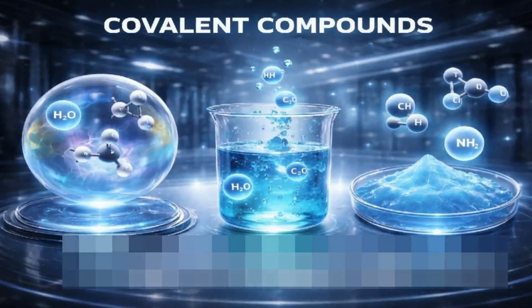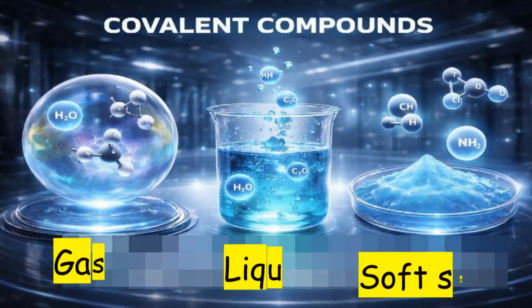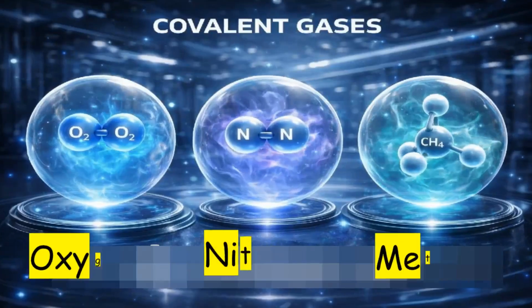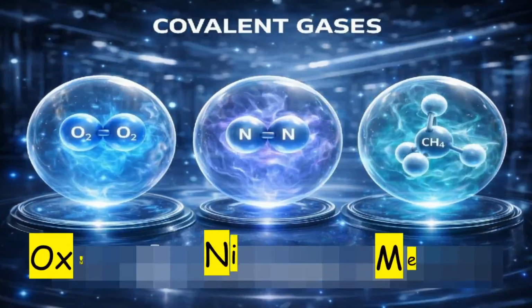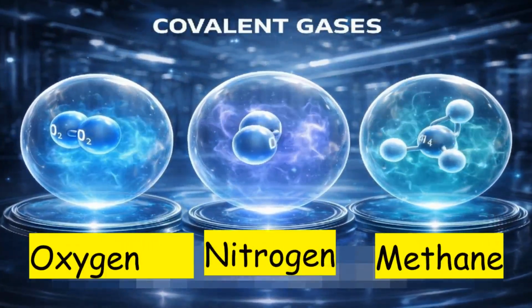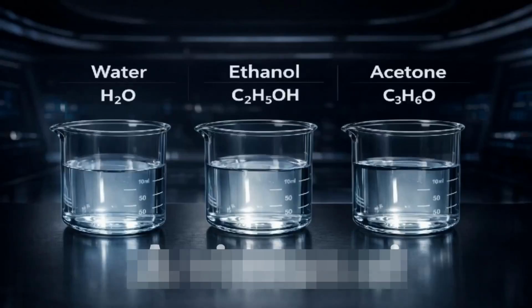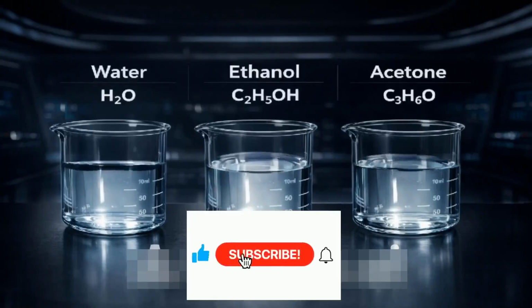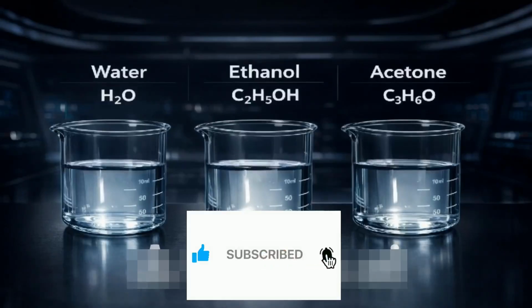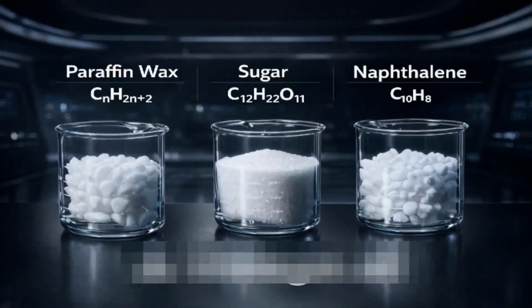They normally exist as gases, liquids, or soft solids. Examples of covalent compounds that are gases are oxygen gas, methane, and nitrogen. Examples of covalent compounds that are liquids are water, ethanol, and acetone. Examples of covalent compounds that are soft solids are paraffin wax, sugar, and naphthalene.